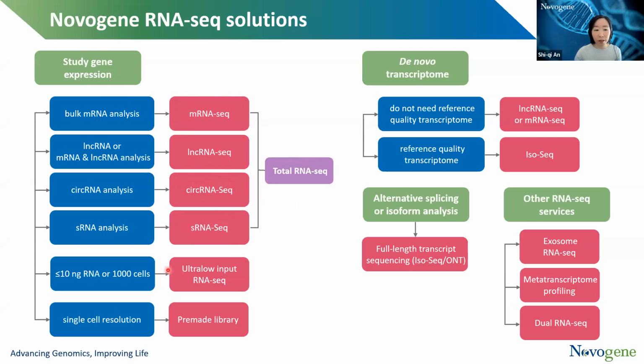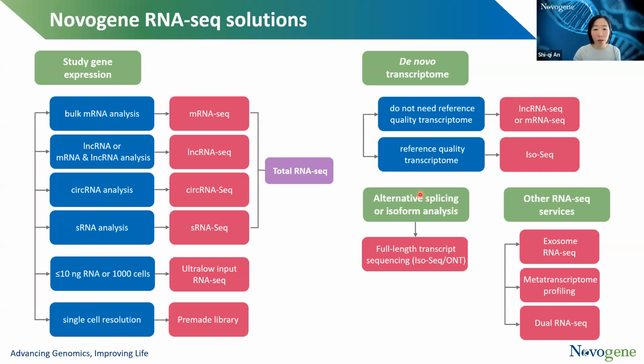Okay, and if you're struggling with your starting material, we offer an ultra low input RNA sequencing service. And if you're interested in single cell resolution, then pre-made library would be your choice here. If you're interested in de novo transcriptome, it depends on the quality you want. If you want a reference quality transcriptome, then RNA-seq based on PacBio would be your best choice. But if you don't really need a reference quality transcriptome, then long noncoding RNA or mRNA sequencing will be sufficient for you.